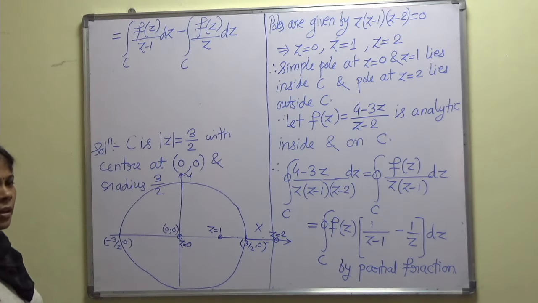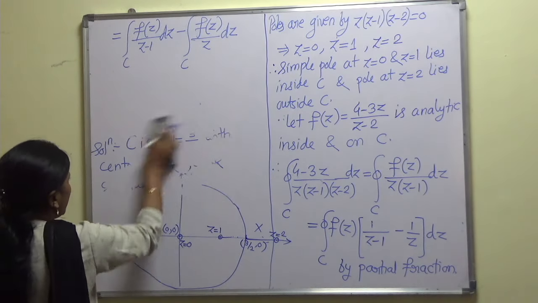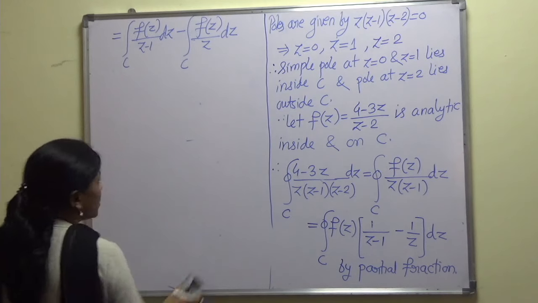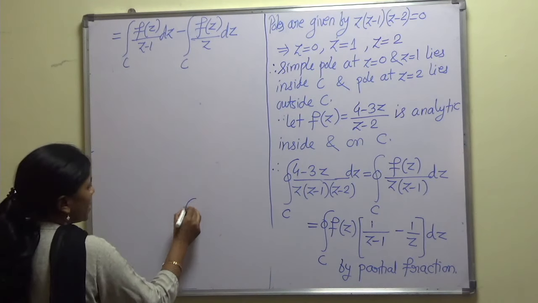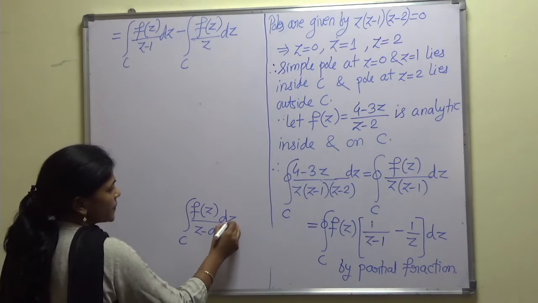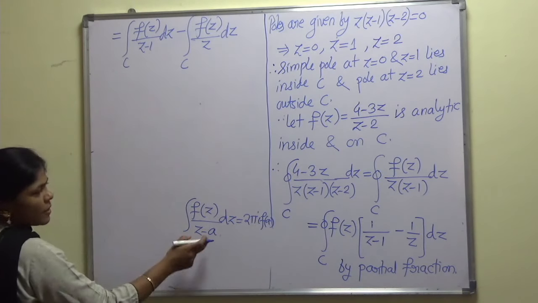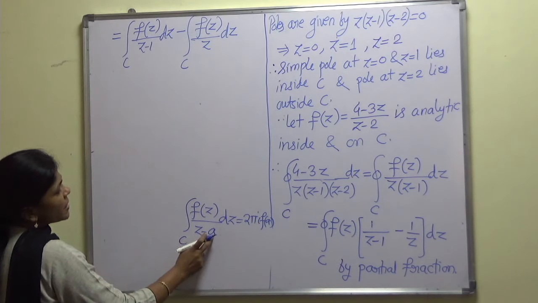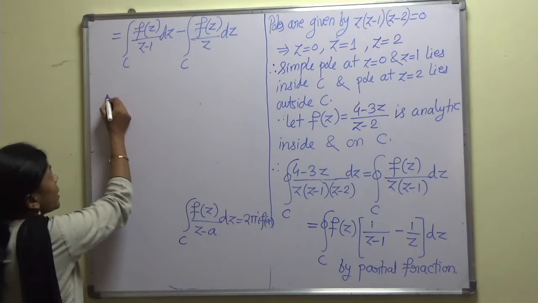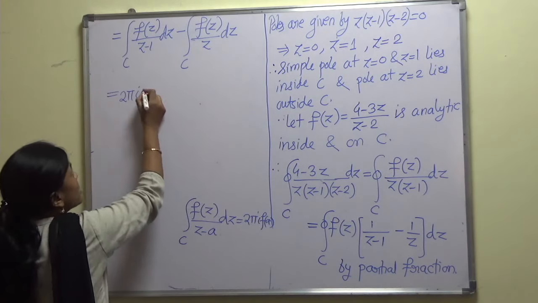Now, as per the requirement of the partial integral formula, let us apply the formula. Recall the formula and accordingly do the changes. The formula is: integration over c of f of z upon z minus a dz equals 2 pi I times f of a. Now compare this term with this one. Here we have z minus a, and here it is z minus 1. So a is 1, right? According to this formula, the value of this will be 2 pi I times f of 1.